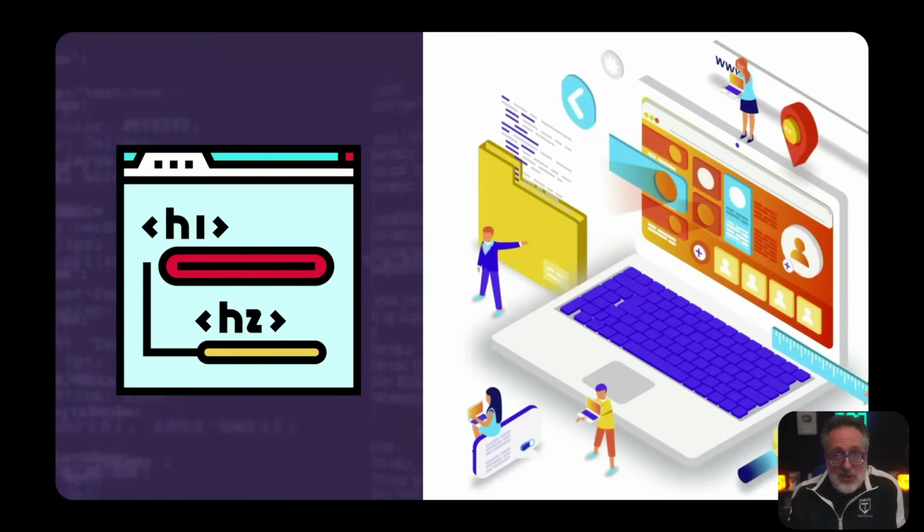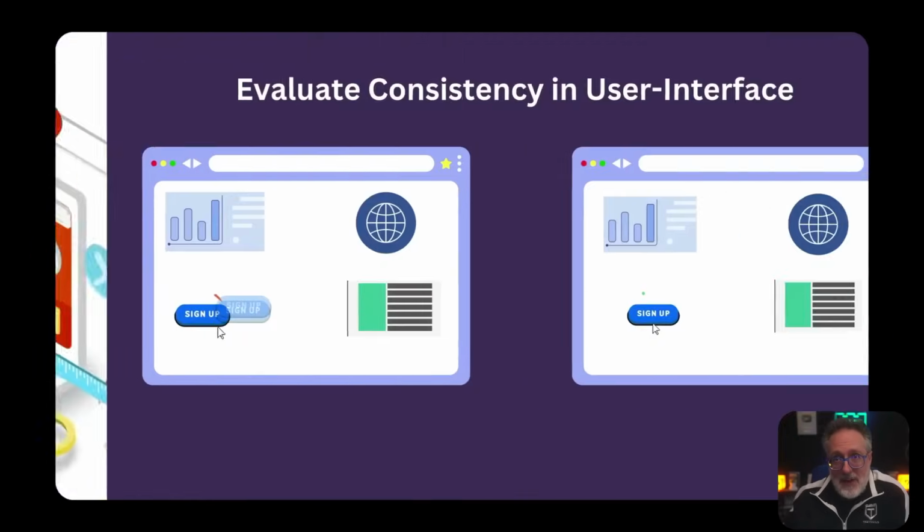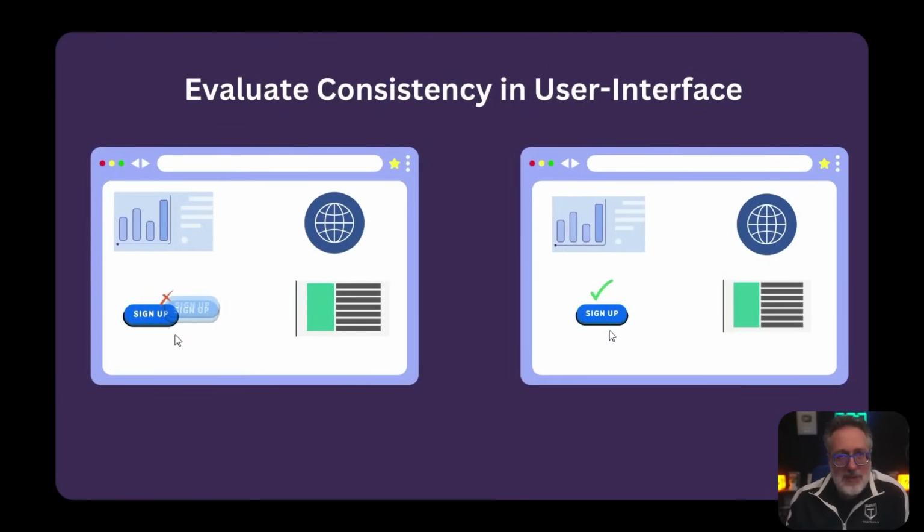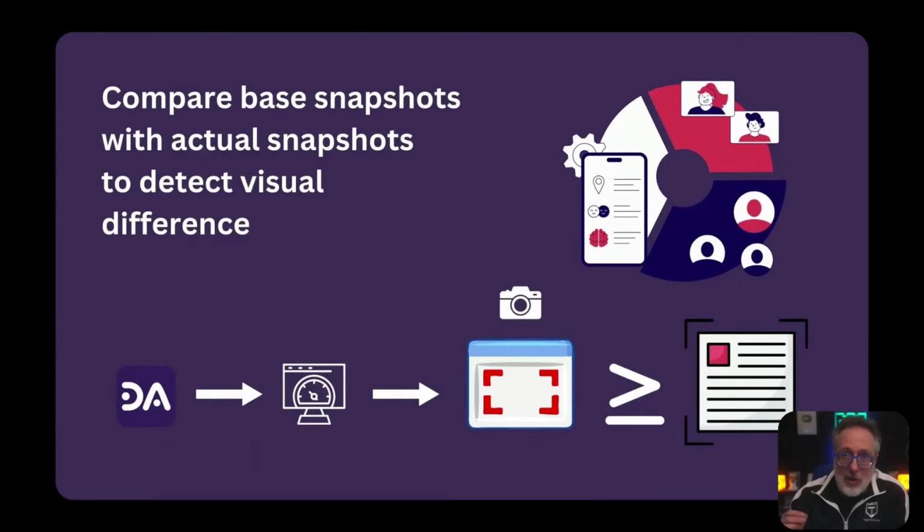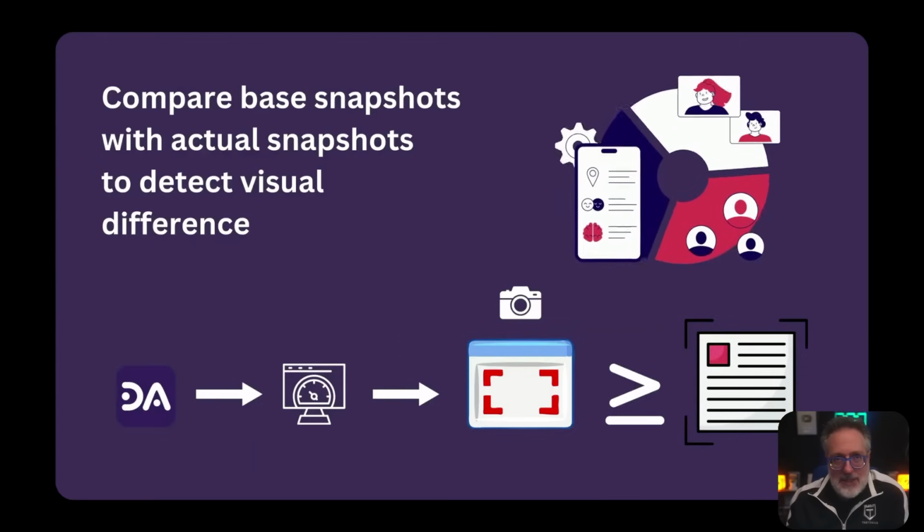But what about catching those subtle visual inconsistencies that can impact your user experience as well? Well, DevAssure visual testing has you covered. Want to detect the visual changes in your application? Identifying visual bugs is no longer a concern. DevAssure helps users to detect even tiny inconsistencies across the application. Snapshots are automatically created after every test run.